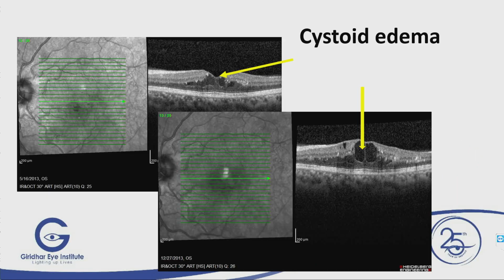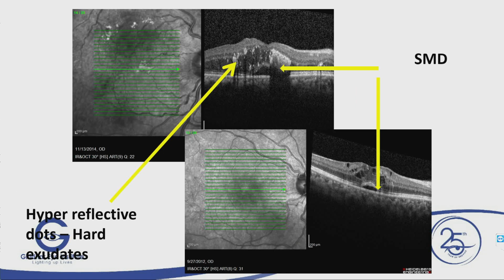And this is cystoid edema. This arrow mark shows cystoid edema. And this is serous macular detachment. And in fact, serous macular detachment, serous subfoveal detachment, SFD, or whatever you can call, they respond well to anti-VEGF injection. The visual outcome will be better. So that is one thing.